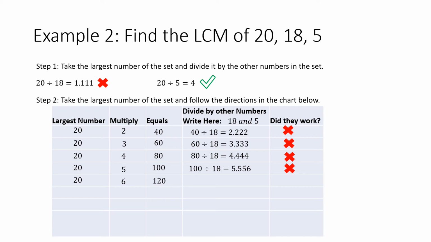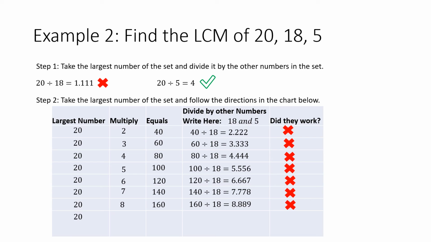20 times 6. I get 120. 120 divided by 18 equals a decimal. So that means it doesn't work. Continue. 20 times 7, 140. 140 divided by 18. Get a decimal. That doesn't work. Continue on. 20 times 8 is 160. 160 divided by 18. Again, I get a decimal, so that doesn't work.